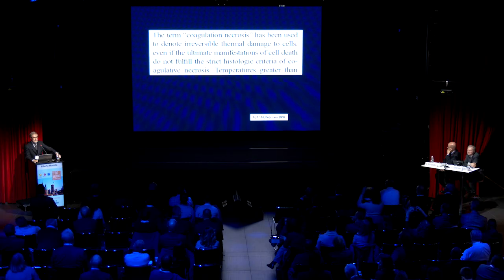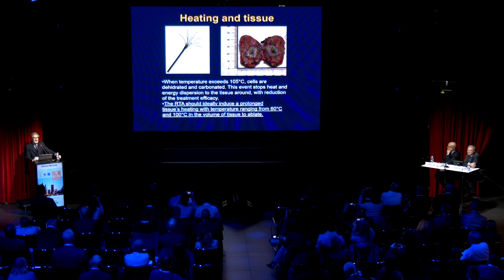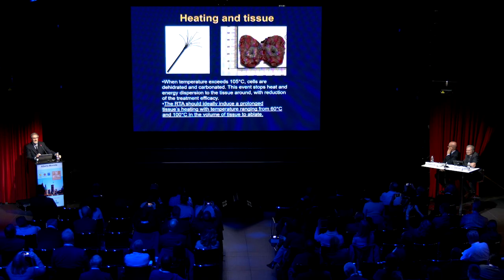The term coagulation necrosis has been used to denote irreversible damage of the cells. If temperature exceeds 105 degrees, cells are dehydrated and carbonated. These events stop heat and energy dispersion, and we have a reduction of the treatment efficacy.